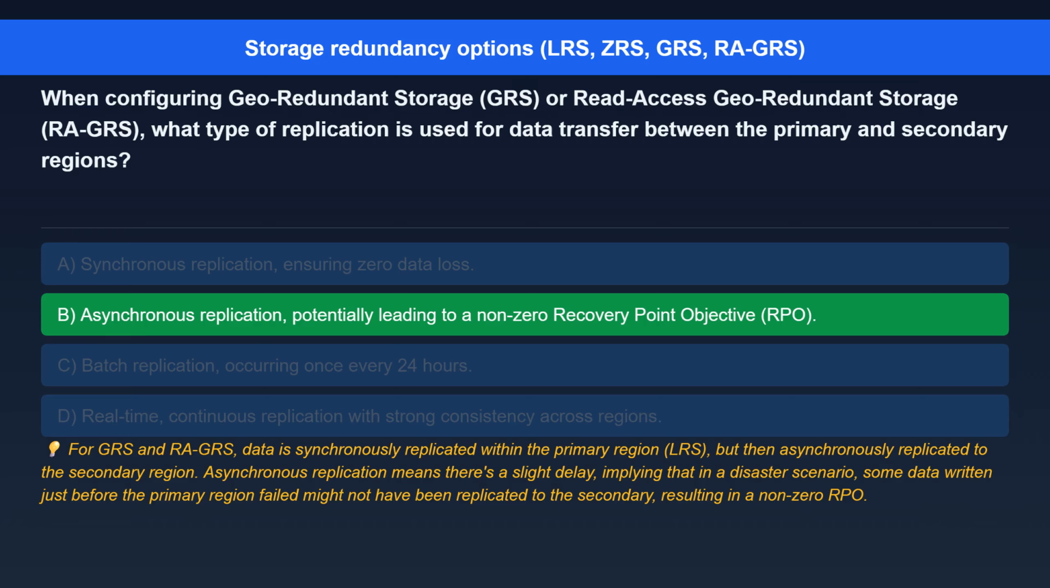The correct answer is asynchronous replication, potentially leading to a non-zero recovery point objective, RPO. Here's the explanation. For GRS and RA-GRS, data is synchronously replicated within the primary region, LRS, but then asynchronously replicated to the secondary region. Asynchronous replication means there's a slight delay, implying that in a disaster scenario, some data written just before the primary region failed might not have been replicated to the secondary, resulting in a non-zero RPO.